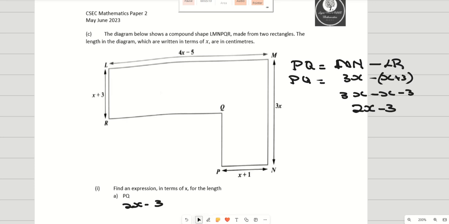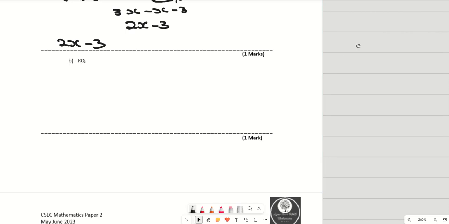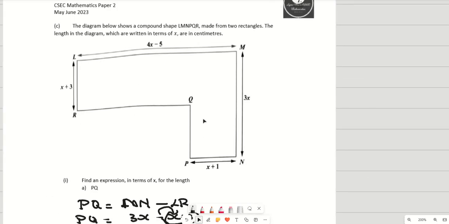2x minus 3. That is how you would do part 1. The next one they want is RQ. So if we look at what is RQ, RQ is here. RQ is actually part of LM, and also we can see that RQ, LM, what is part of LM? PN. So if we were to add RQ and PN, we would get LM, right? So we could say that RQ is equals to LM minus PN.